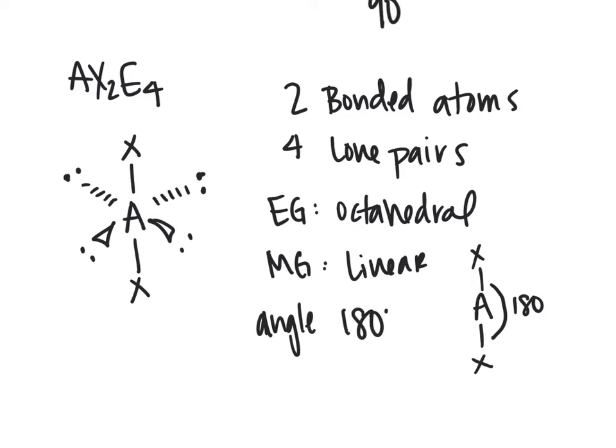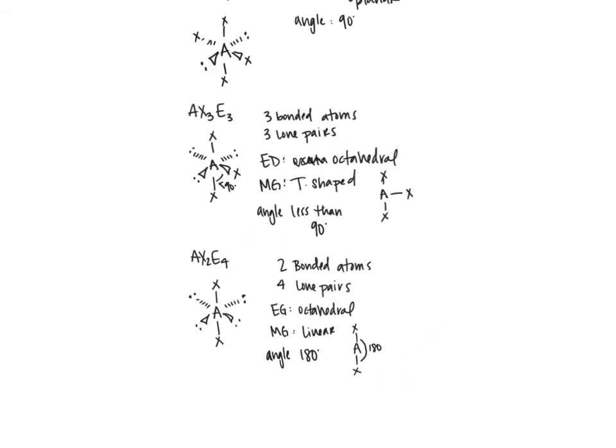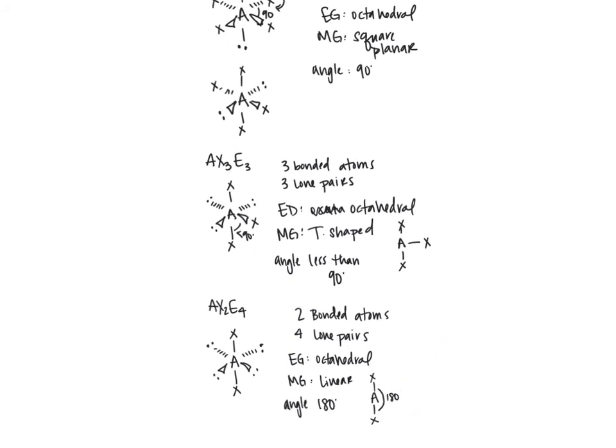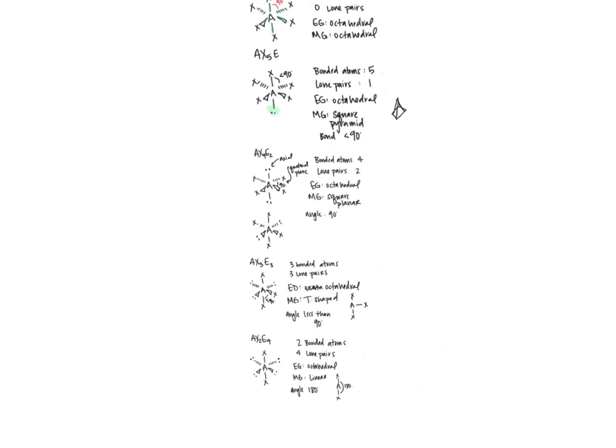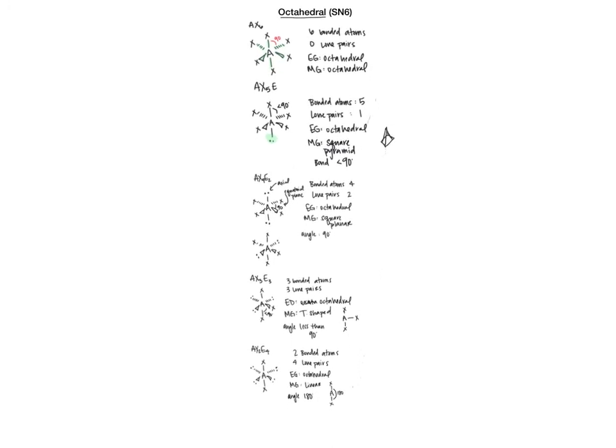And so if we look at all of these together, just a little bit hard to see, we can see that we start with 6 bonded atoms, and as we go down, we increase the number of lone pairs. And so each of these are just different variations of one another, but the base of all of them is the octahedral structure.